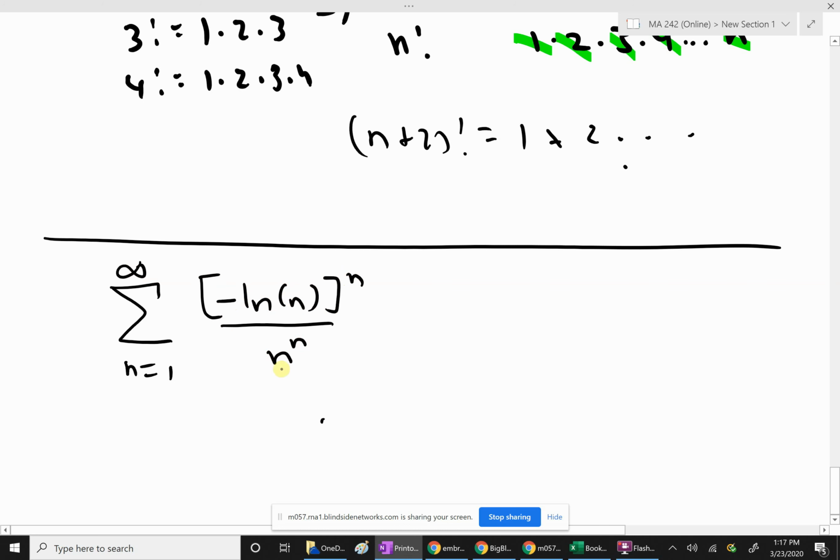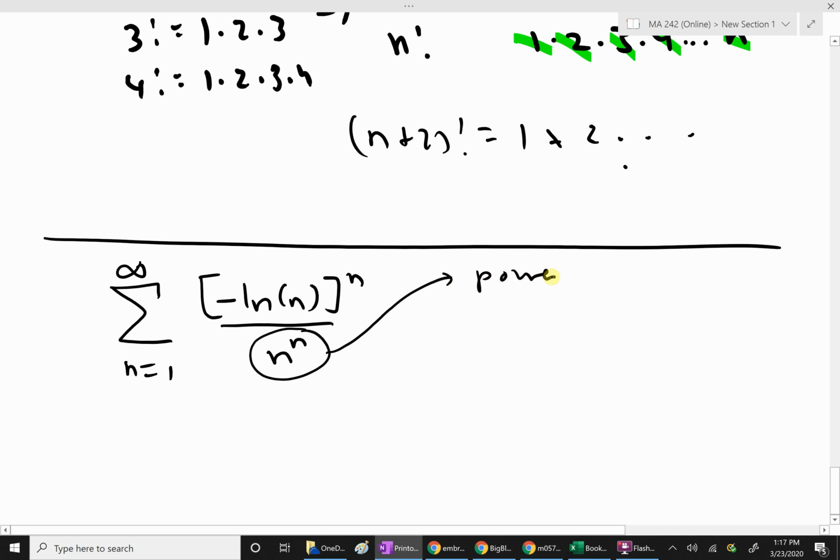Notice that this function here, is this a power function or is this an exponential function, or is it neither? This is tricky. Is this a power? Is it an exponential or is it neither? Neither. The answer is neither.